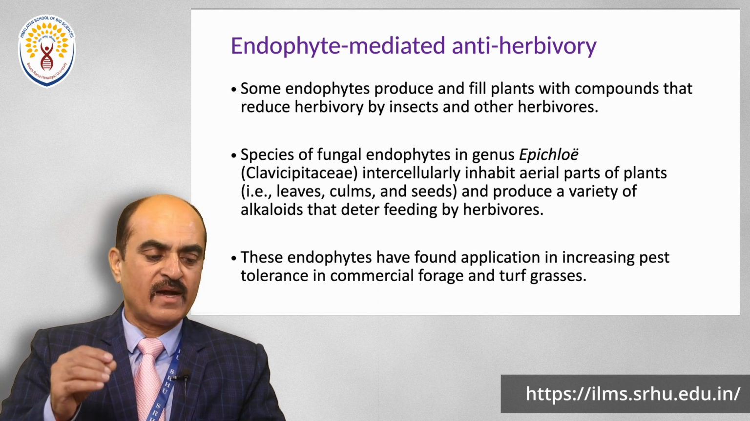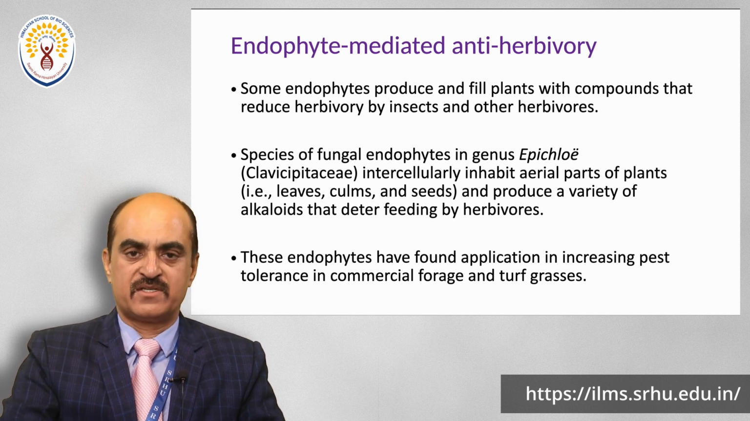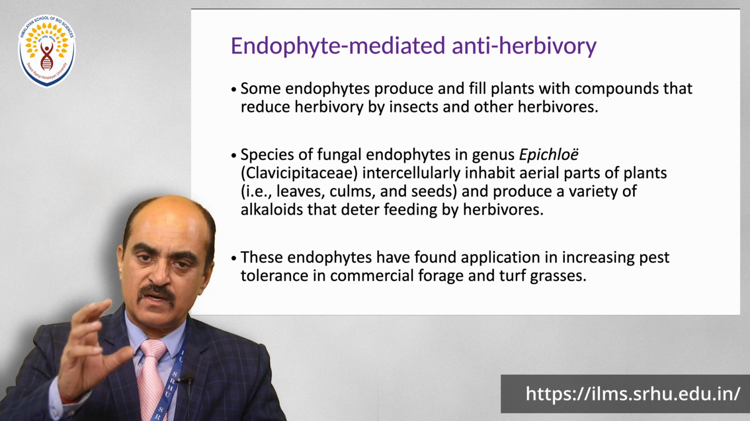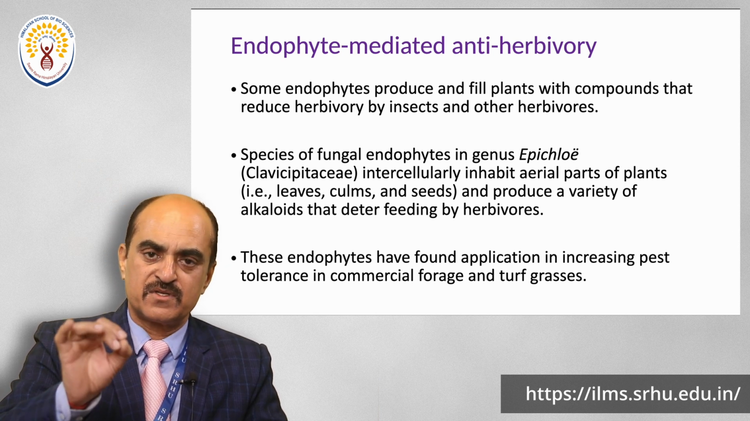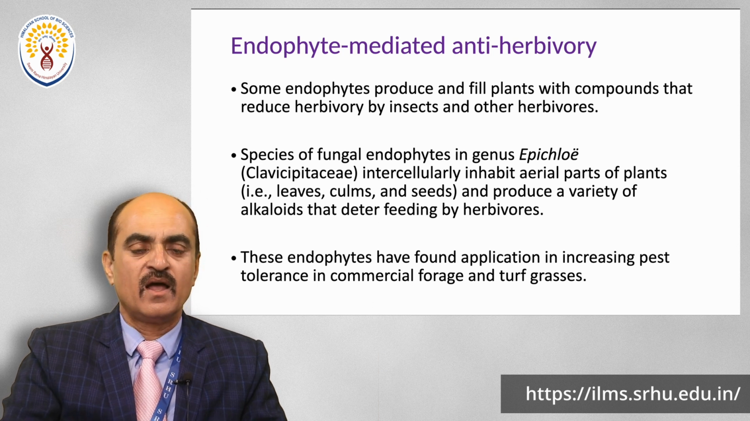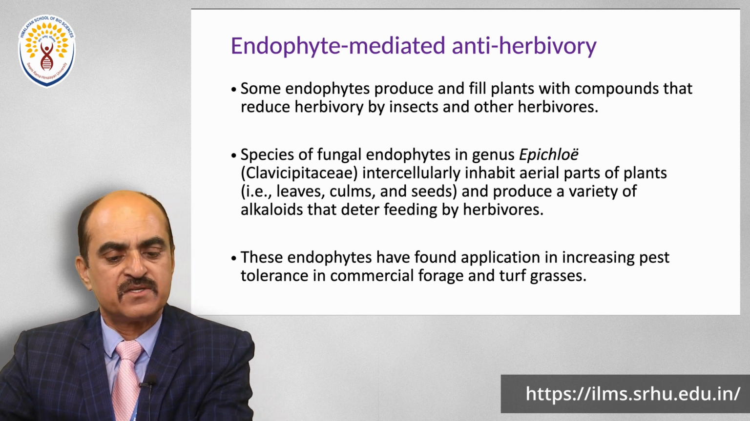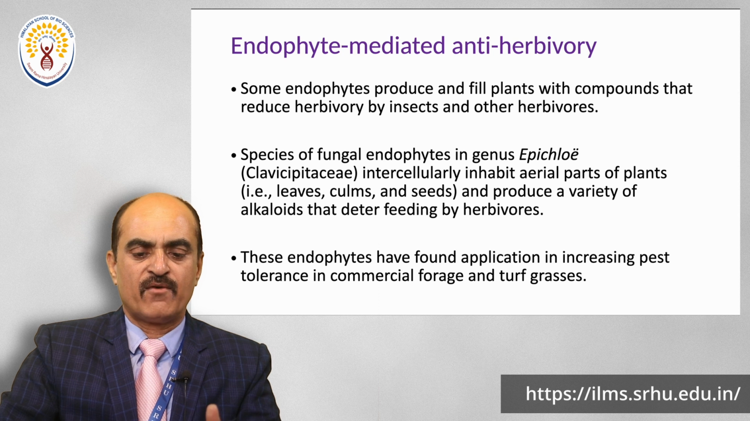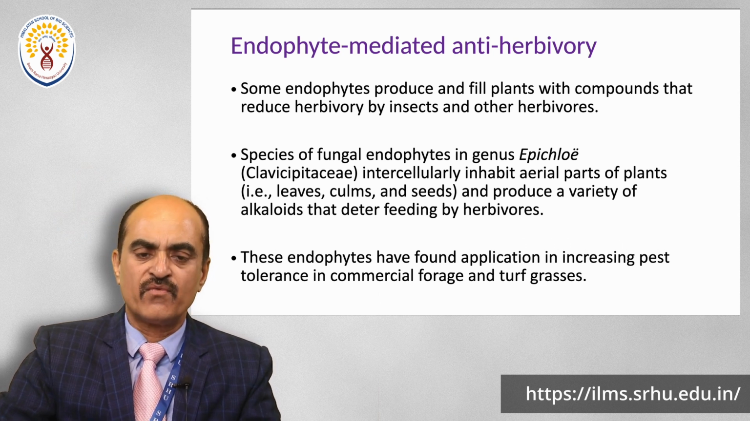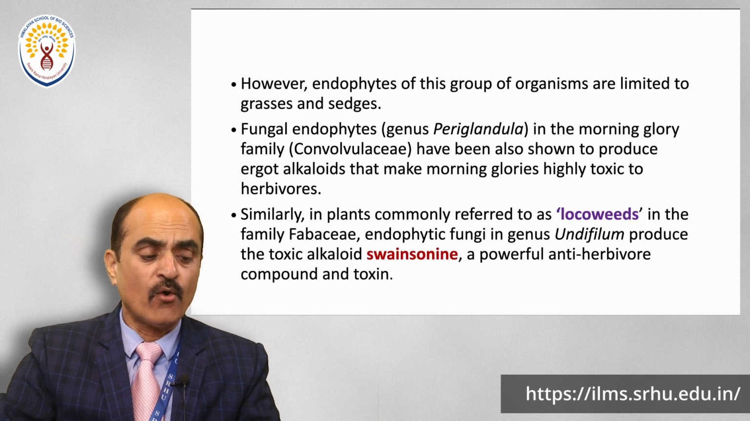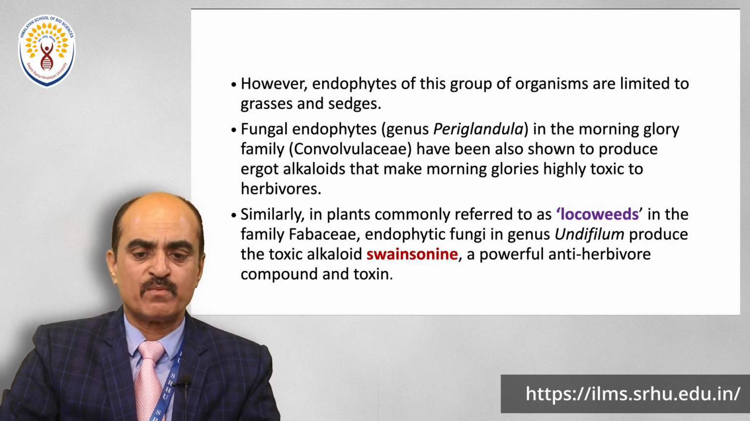So, these alkaloids provide a bitter taste. Once the herbivores try to chew the leaves, because of the presence of these alkaloids, they do not like the taste, hence the plant is saved. So, these endophytes have found application in increasing pest tolerance in commercial forage and turf grasses. However, the endophytes of this group of organisms are limited to grasses and sedges.